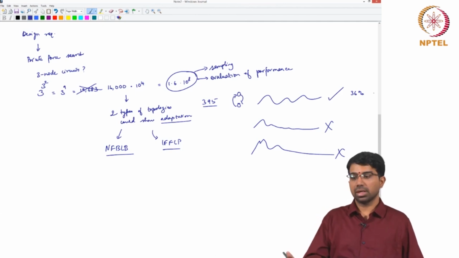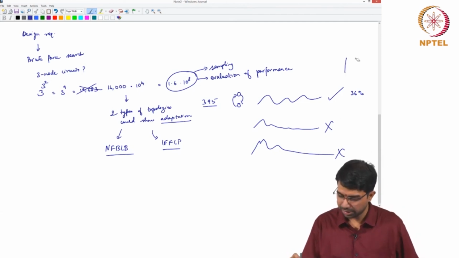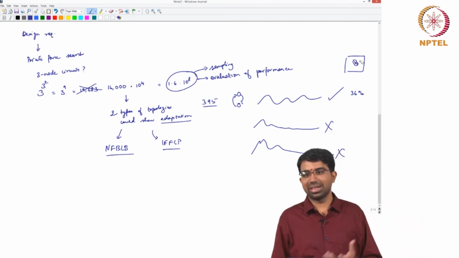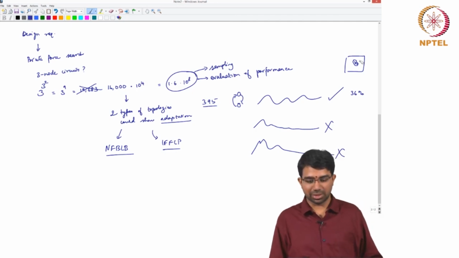Parameter space, right. So, you have a particular parameter space. So, the volume of this is 36%, right, across dimensions, right. This could be a 9-dimensional parameter space or something like that.